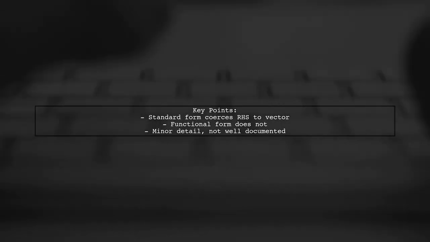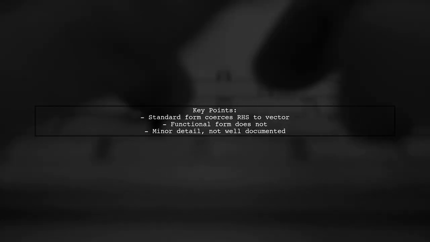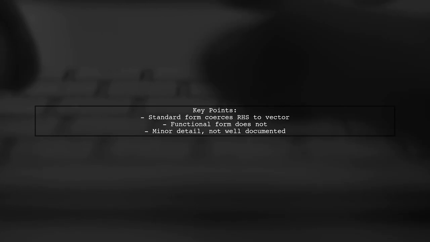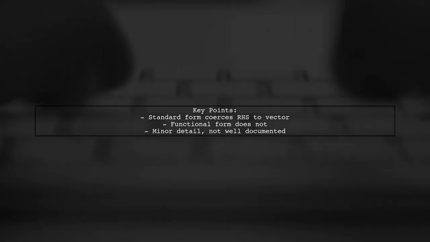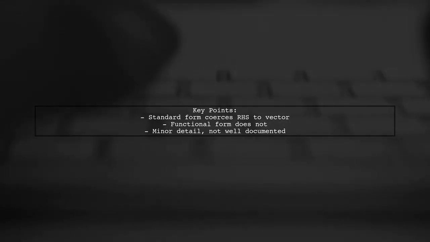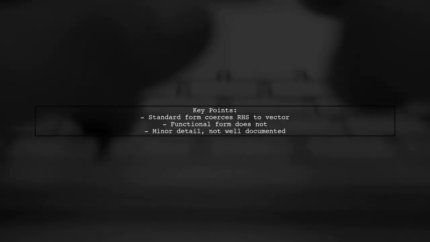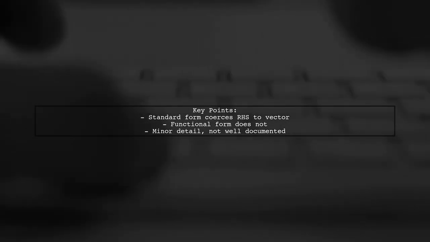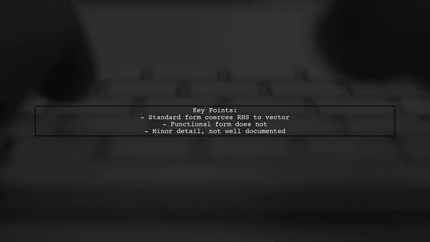To set the stage, let's clarify the question. Our viewer points out that there seems to be a minor difference between the standard form and the functional form of assignment by reference using the equals operator in data.table. Specifically, the standard form coerces the right-hand side to a vector, while the functional form does not. This detail, while minor, isn't well documented.